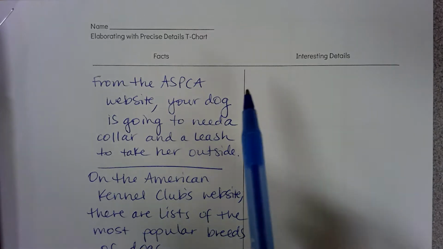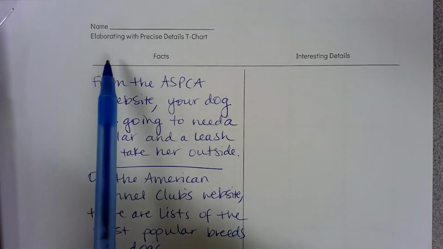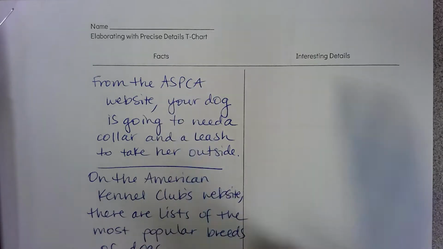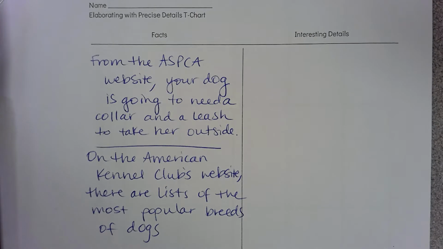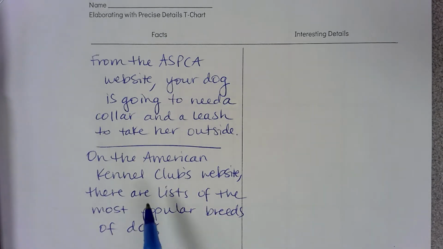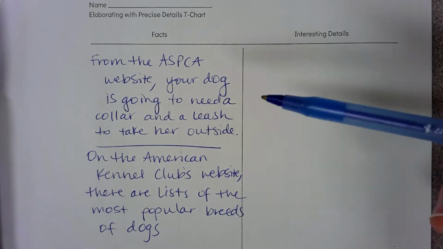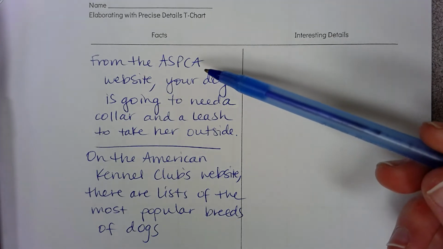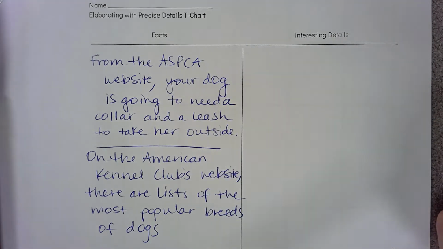All right, you are going to be needing the next page in your writing packet, elaborating with precise details T-chart. You will notice that I have two of my points filled out already. And last week, Thursday and Friday, we spent time in class and at home finding two sources, whether they were online or a book, that we can include that information or some outside information into our paper.